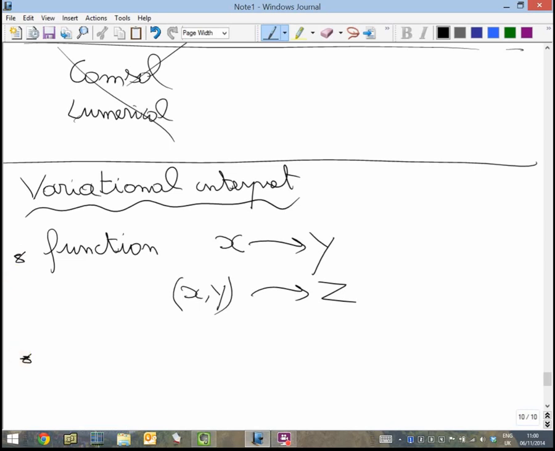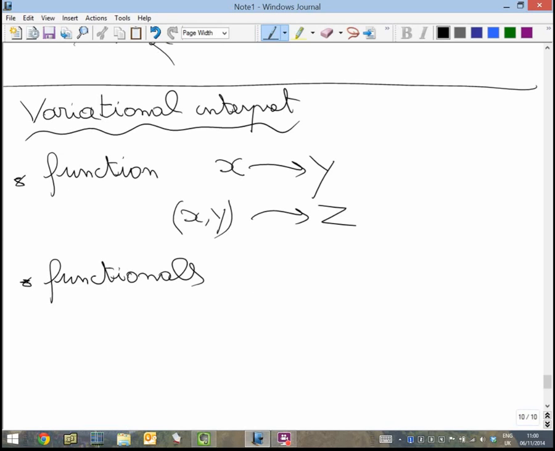What are functionals? Functionals are also black boxes, and they also have an input. They also eat something for breakfast. But what do the functionals eat for breakfast? They eat the functions for breakfast. So a functional is something which takes as its input a function, f of x, and then it spits out a number. So these are functionals.